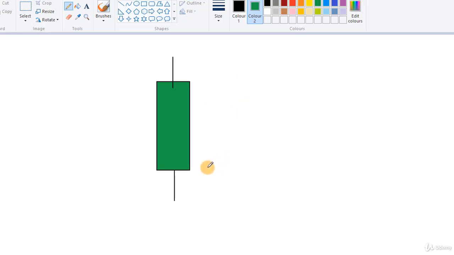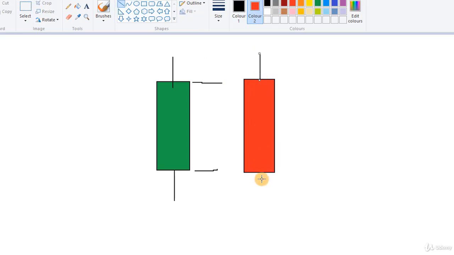The green one says that the price opened at this level where the candle is starting, and it closed at this level at the top. So this is the green candle, and if we draw a red candle here, let me do that for you. A red candle says that the price opened at this level and it closed at this level. So a green one says that the price moved up and a red one says that the price moved down. So this was all about the candle opening and closing.